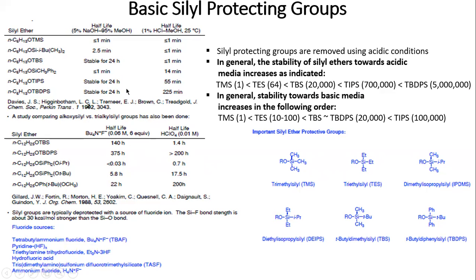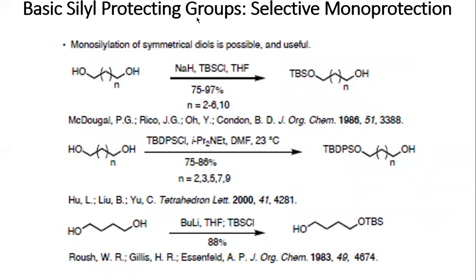So you can see the larger the group is, and the more functionality it contains on the silicon, then the harder it is to take it off, right? So here's just an example of a monoprotection. And again, you want this to be selective because sometimes if you have a large molecule with a lot of alcohols in it, and a lot of your natural products have free alcohols, you want to be able to protect those groups selectively. Right.